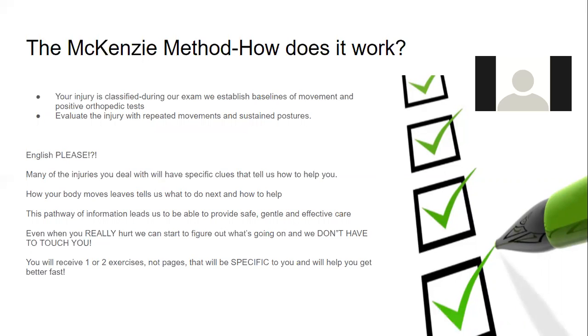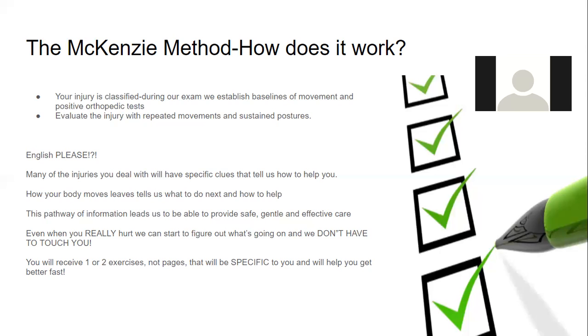So when we look at how we implement the McKenzie method, how does this work? The gibberish term is that we are trying to classify your injury examination based on established baselines and movements, positive orthopedic tests. We want to evaluate your injury with repeated movements and sustained postures. What does this mean? This means that we are going to help you deal with your injuries by getting specific clues based on movement. Your body's going to tell us what will help it work better or what might make it worse.